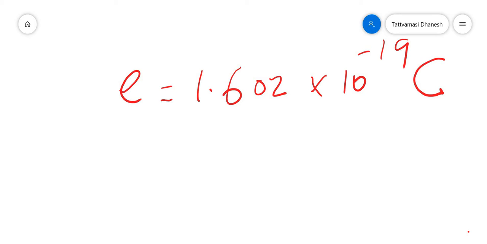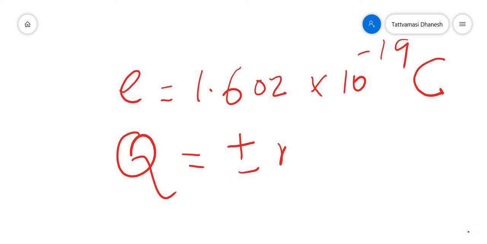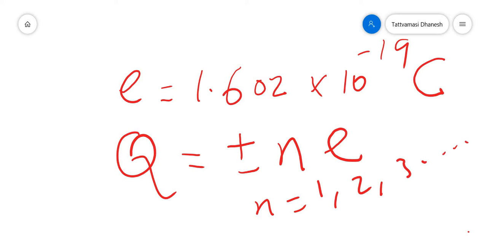Another thing we discussed is the quantization of charge. You please watch the previous video. It is plus or minus Ne, where n is equal to 1, 2, 3, etc. What is quantization of charge? The charge carried by a substance is an integral multiple of the basic unit of charge.